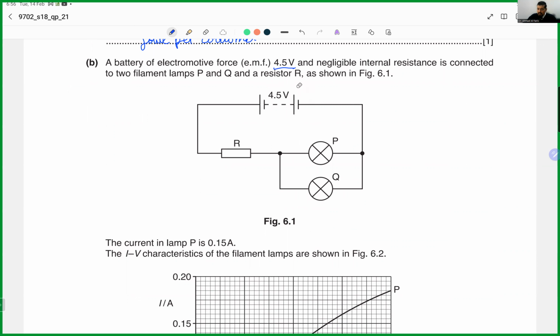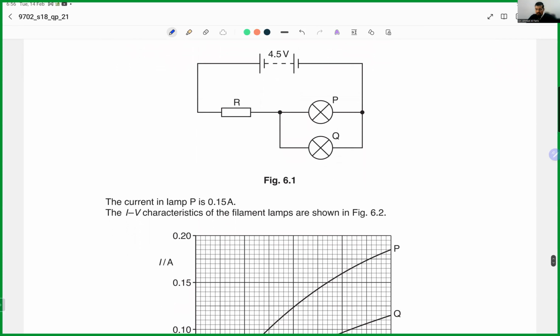Part B. The battery has an electromotive force of 4.5 volt and negligible internal resistance, and is connected to two filament lamps, P and Q. These two filament lamps are connected in parallel, as you can see, so they have the same voltage. They are connected in series with the resistor R, as shown in the figure. The current through the filament lamp P is 0.15 ampere.